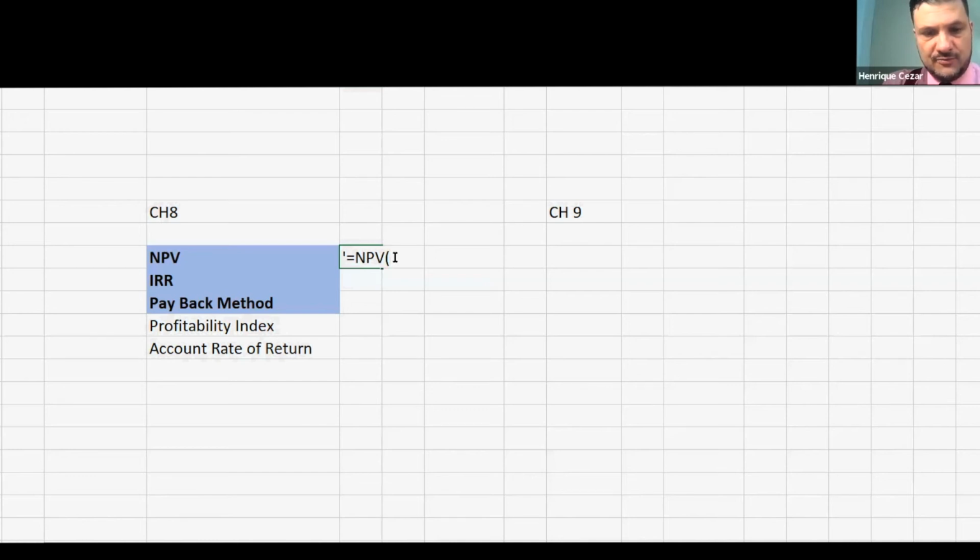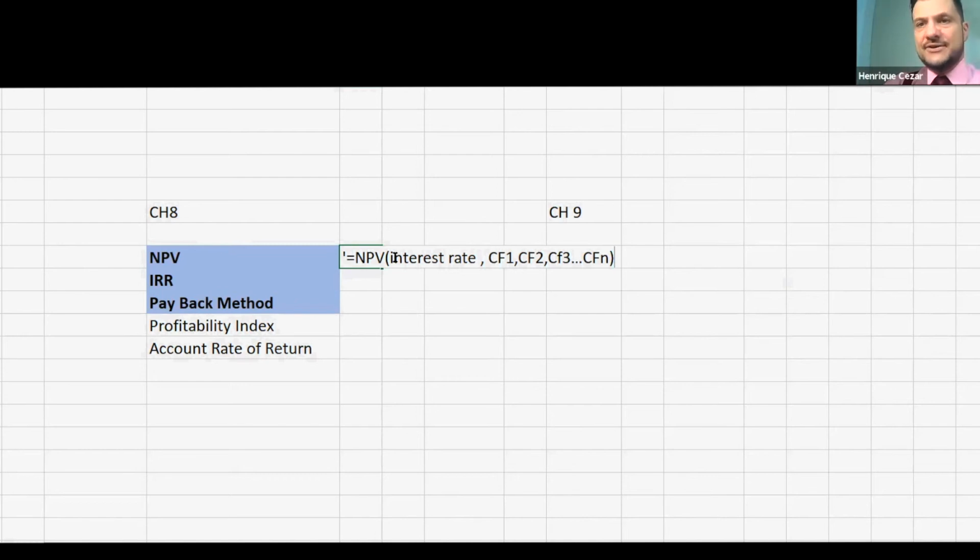And here you're gonna put the interest rate, comma, you're gonna put cash flow 1, cash flow 2, cash flow 3, all the way until your cash flow N, the last cash flow. But be careful here. That's the NPV formula, okay?